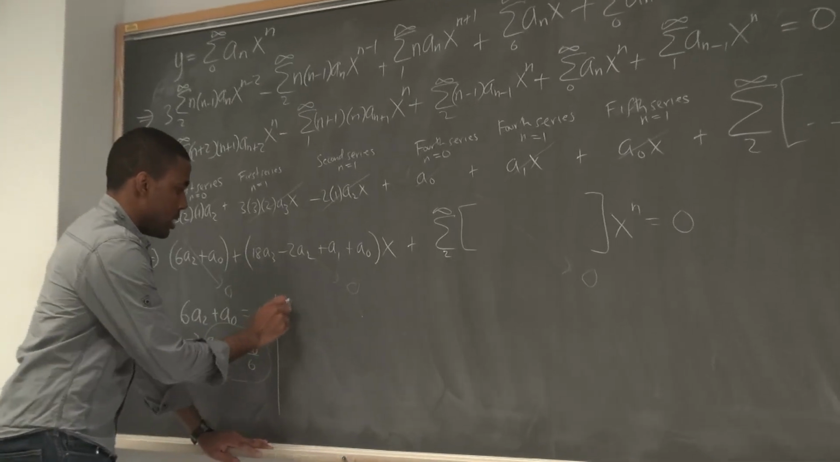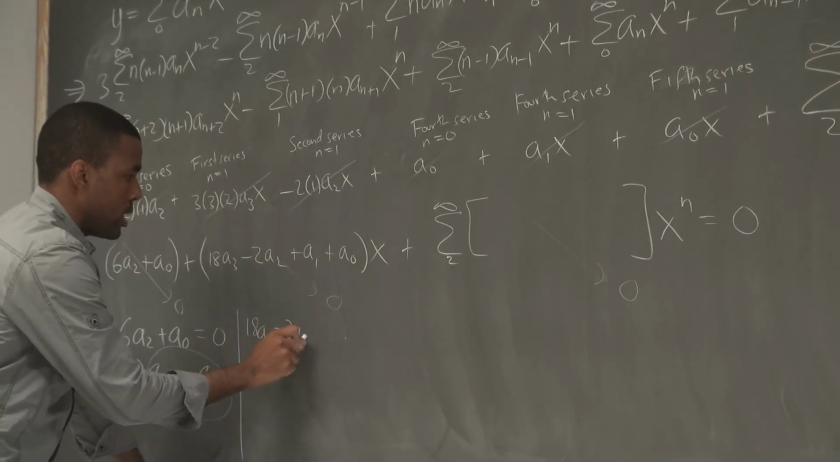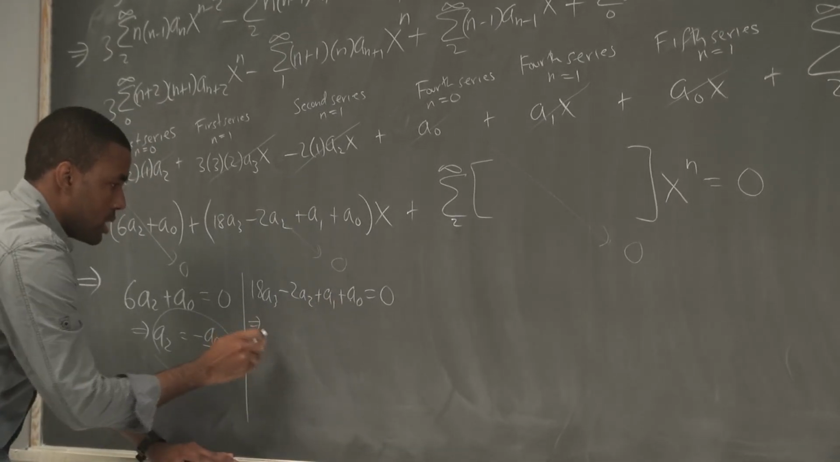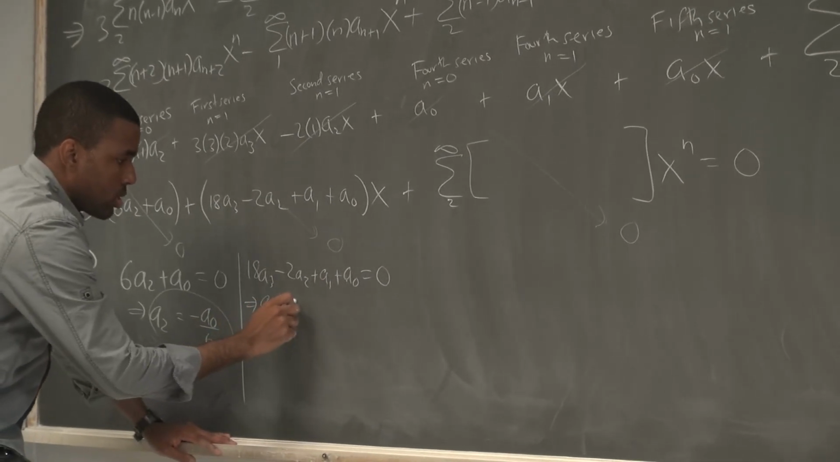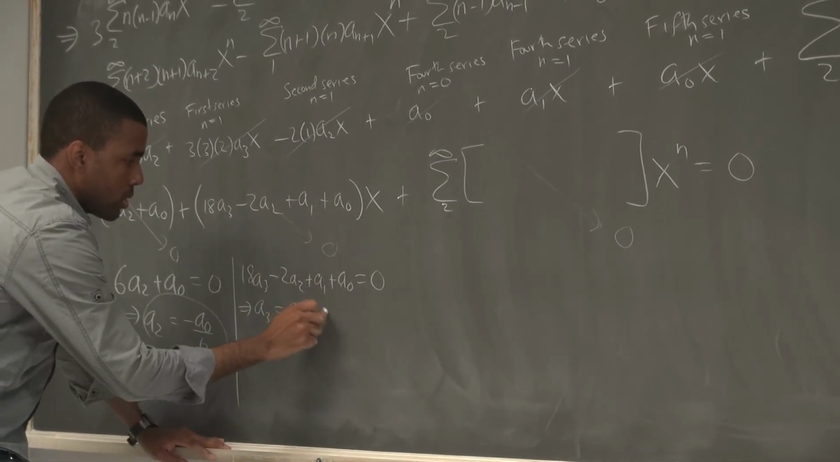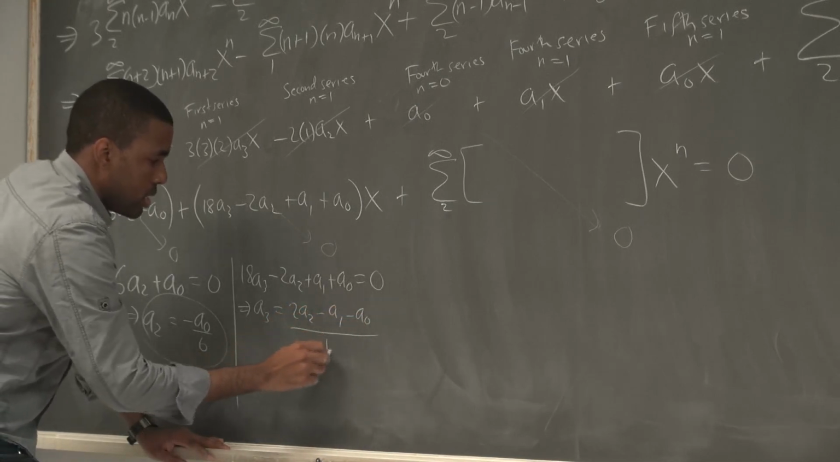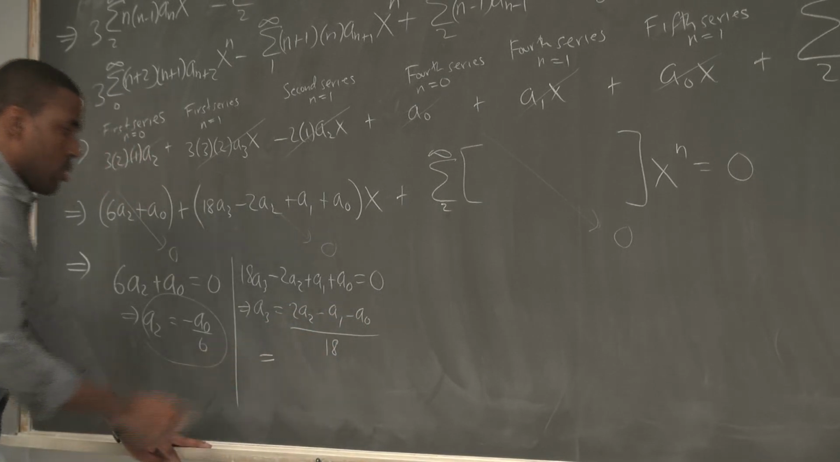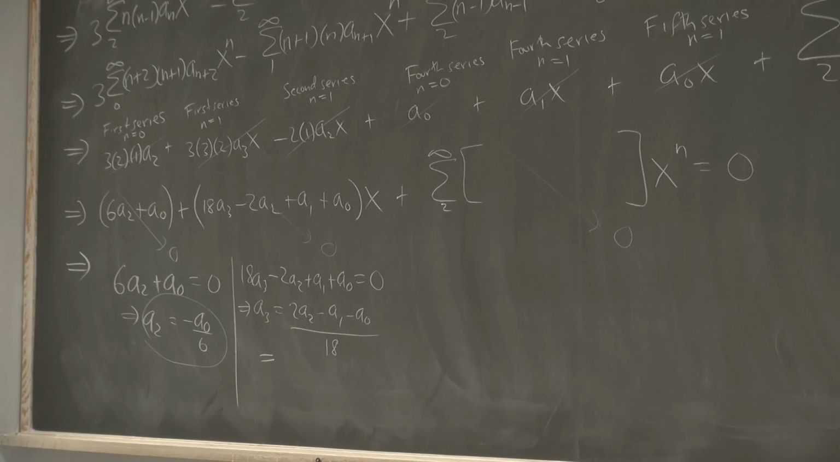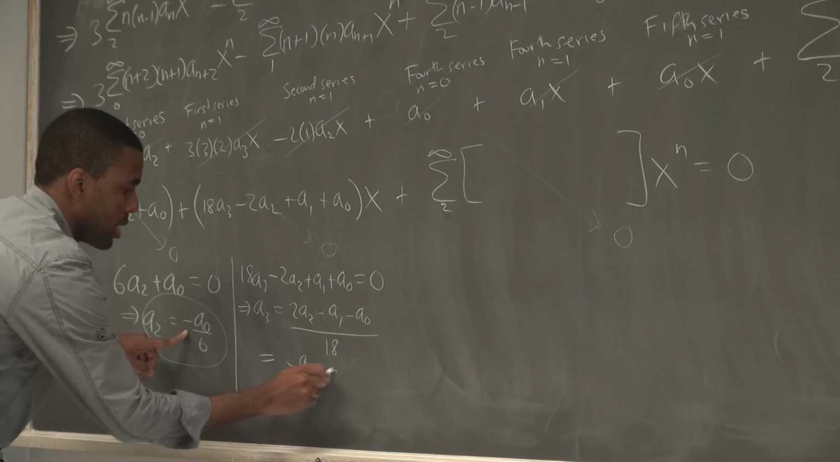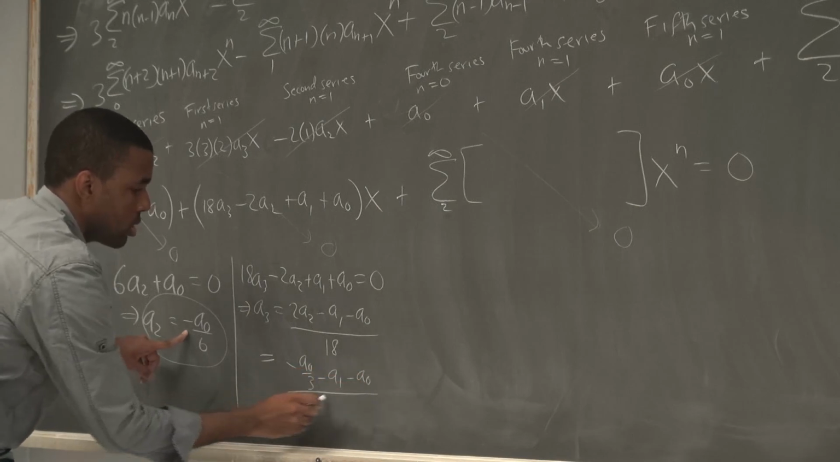Here I would say 18a3 minus 2a2 plus a1 plus a0 equals 0. Which means I can say a3 is just 2a2 plus minus a1 minus a0 all over 18, which I should be able to simplify. a2 was just a0 over 6, so this is just minus a0 over 3 minus a1 minus a0 all over 18.